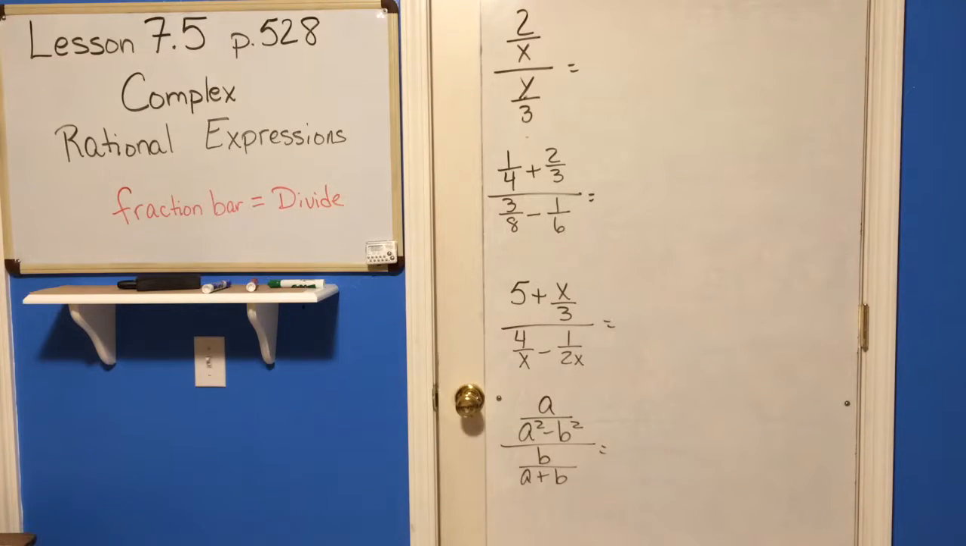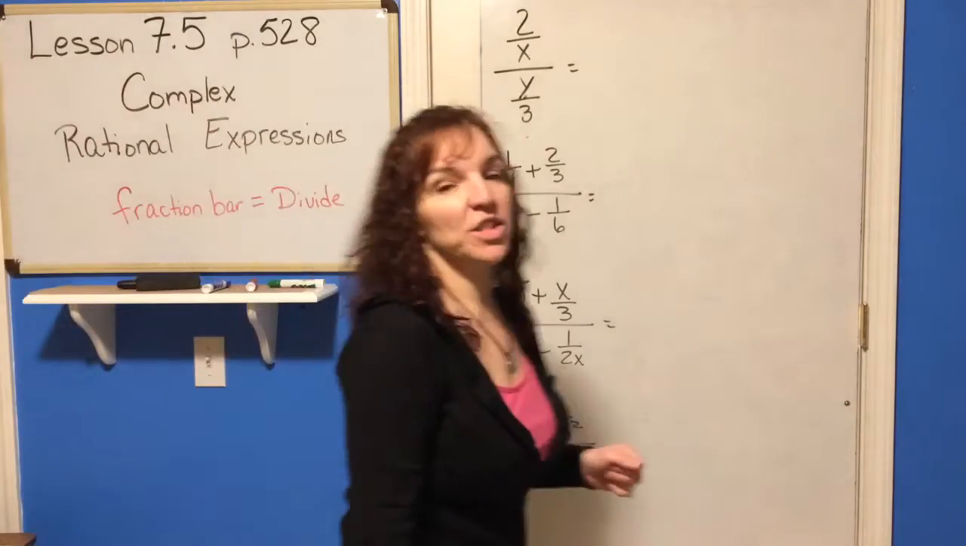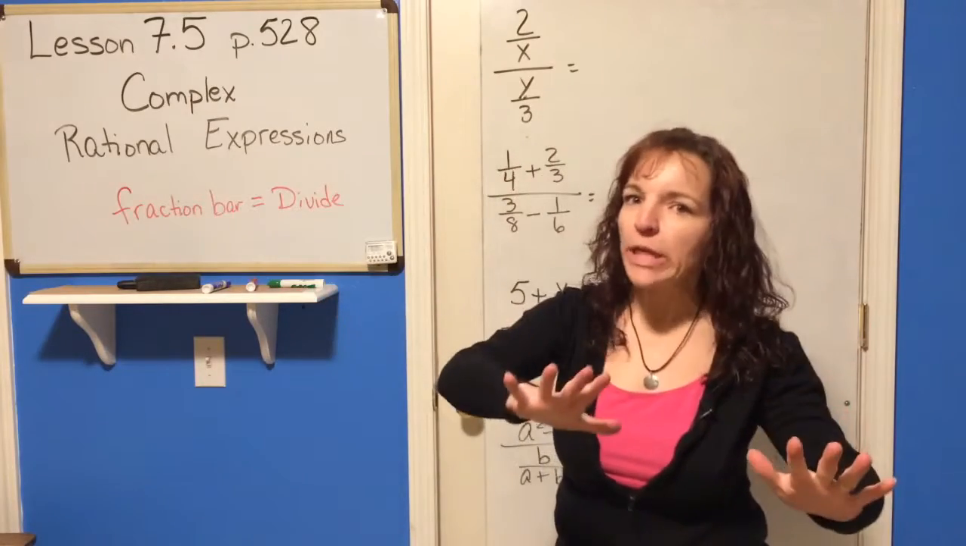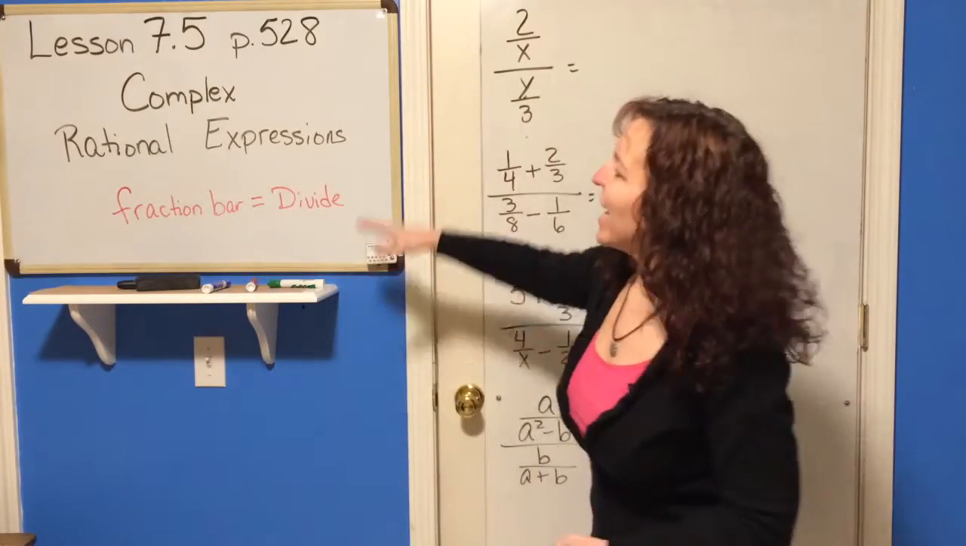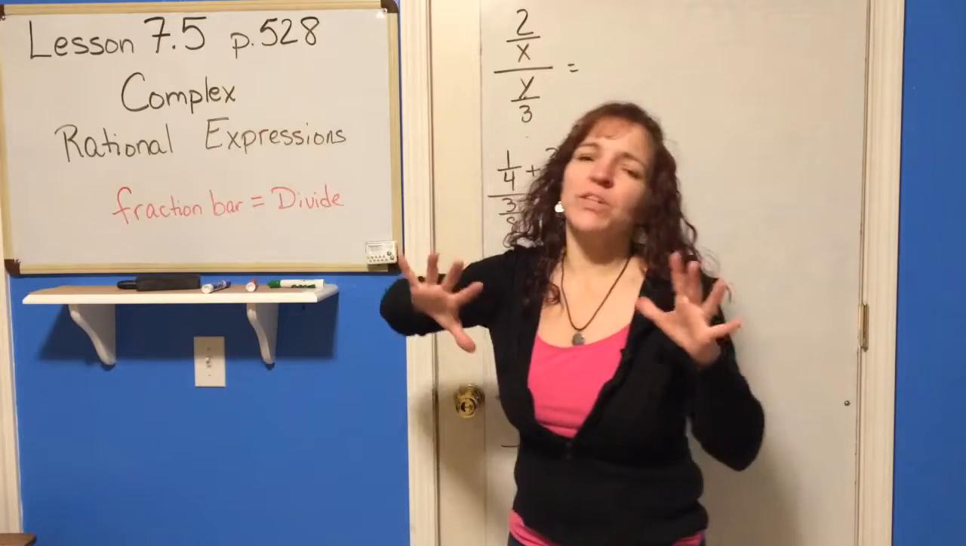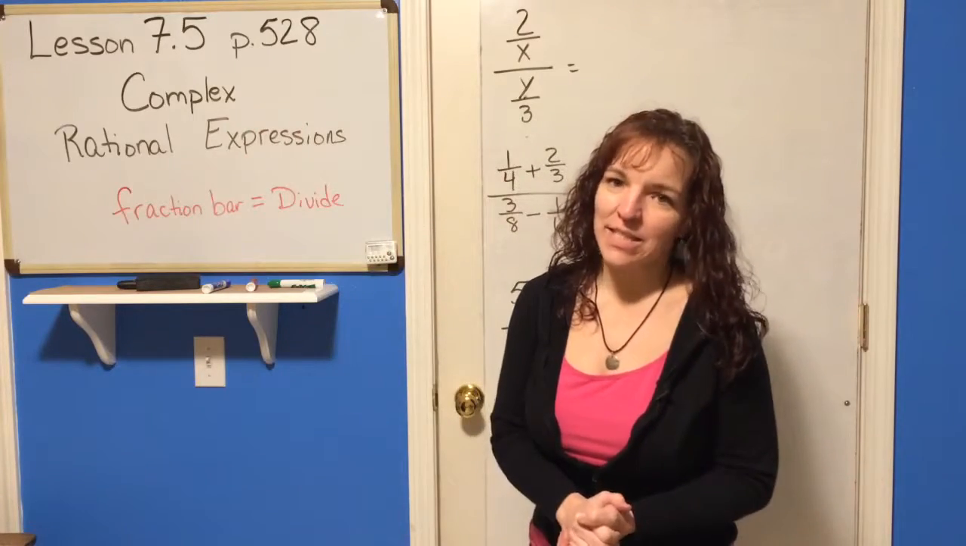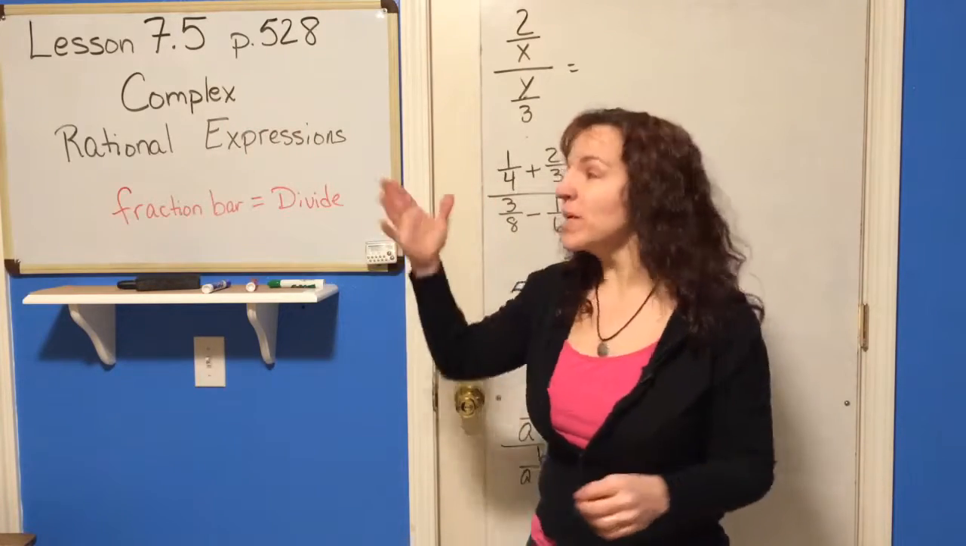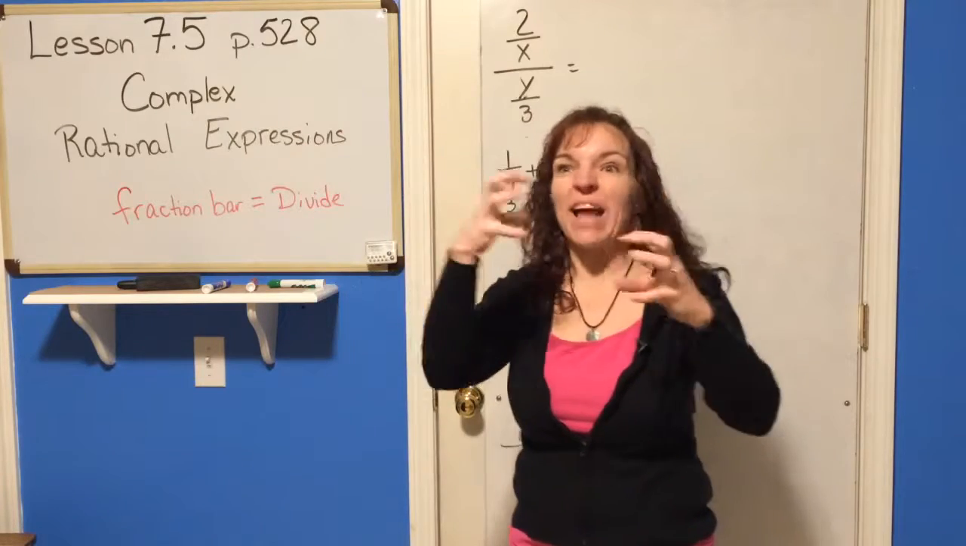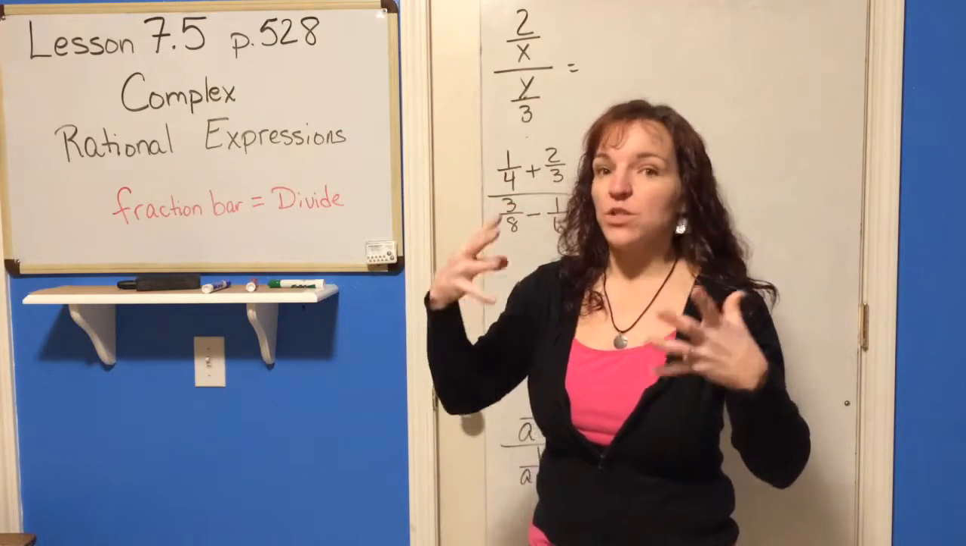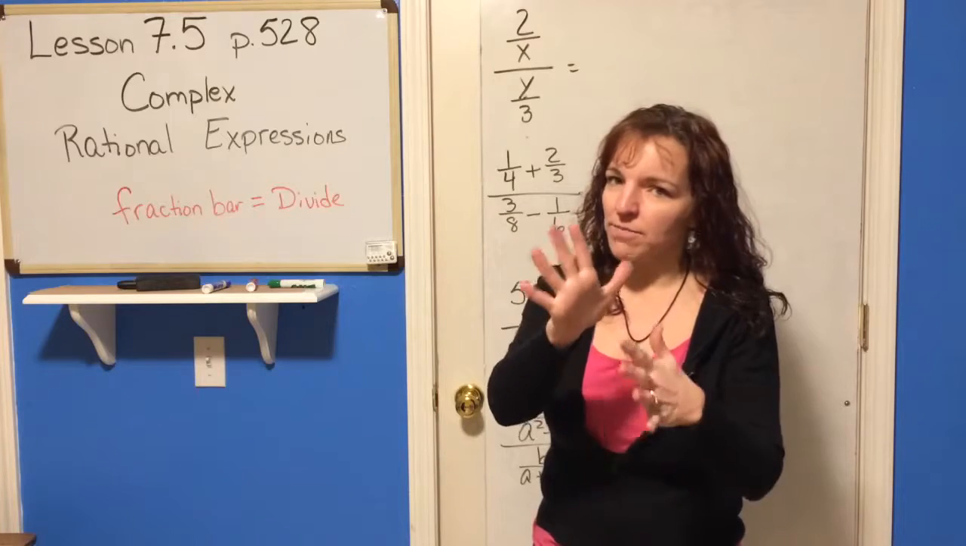Section 7.5 is titled Complex Rational Expressions, but relax, don't scream, it's okay. Even though they are complex, there is nothing new in today's lesson. The reason it's called complex is because it's combining a lot of things that you already know. So there's complexity, but it's not difficulty. All right, you can do this.